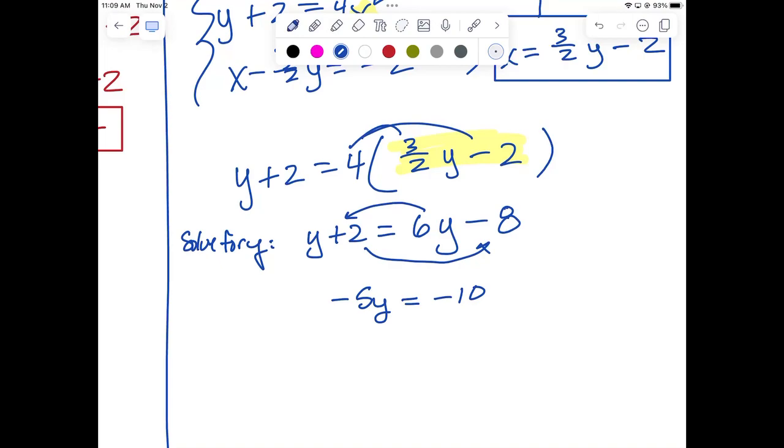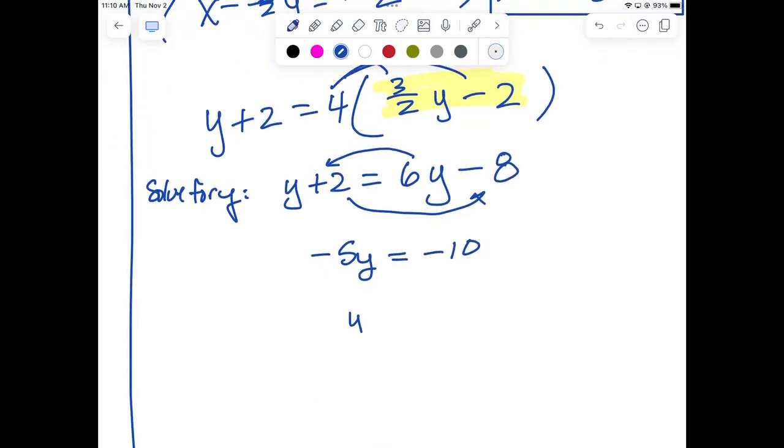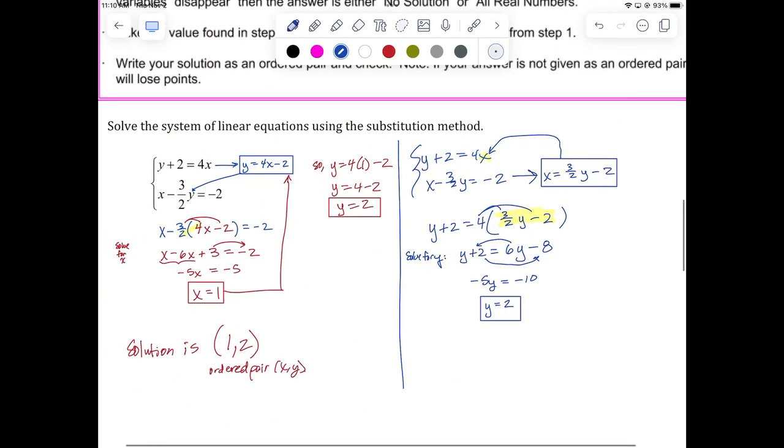Negative 10. So I did two things there. I collected my y's on the left and combined them, and I collected my numbers on the right and combined them, and then I divide both sides by negative 5, and what's negative 10 divided by negative 5? 2. Is that the same y value that we found over here when we substituted the other way? Yes.